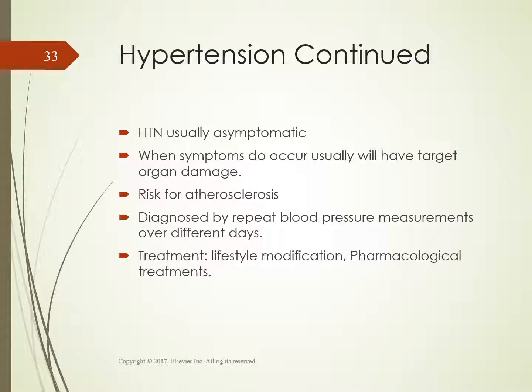So hypertension is usually asymptomatic. When symptoms do occur, they usually have target organ damage, such as kidney, heart, eyes, blood vessels. They're at risk for atherosclerosis. They are diagnosed by repeat blood pressure measurements over different days. And treatment is usually lifestyle modification, meaning decreased salt, exercise, weight loss, and pharmacological treatments.